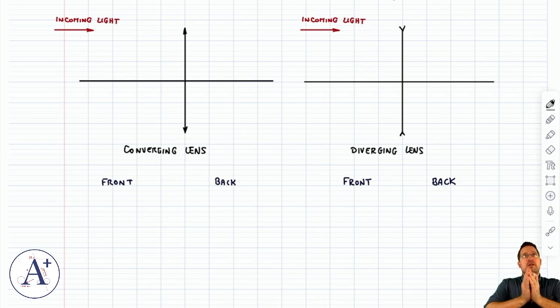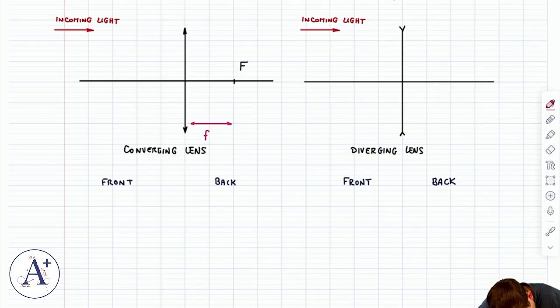Just like concave mirrors and convex mirrors, both have a focal point, but not on the same side of the mirror. The same is true of lenses. A lens will have a focal point F located behind it. That focal point is going to be one focal length, little f, behind the lens. F will be positive if it's a converging lens.